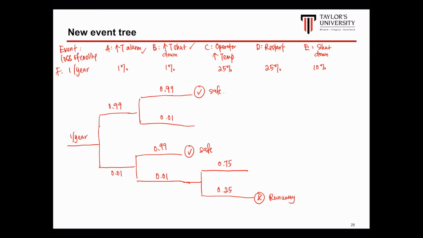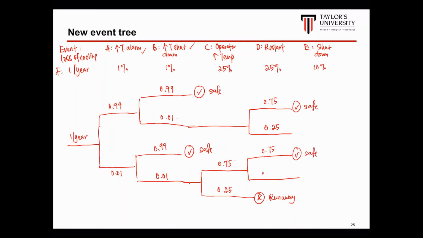Now we have operators working here. Of course the operator will try to restart the system, because on both sides, one the operator noticed, the other the operator was informed by the alarm. So for restart, we succeed 75% of the time and fail to restart 25% of the time. So here, 75% of the time this is safe, and 25% of the time they fail to do that.